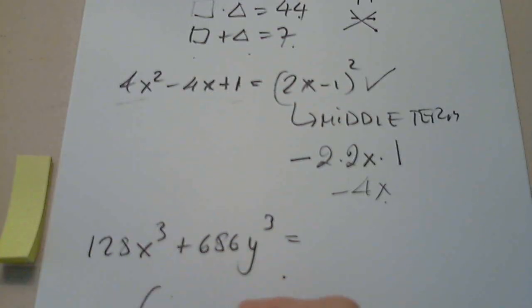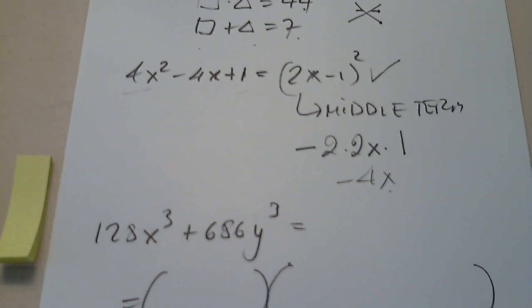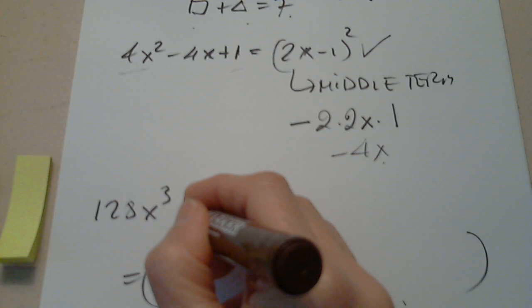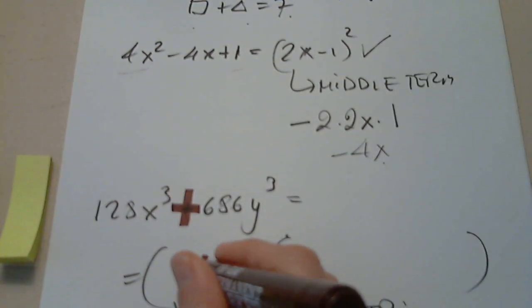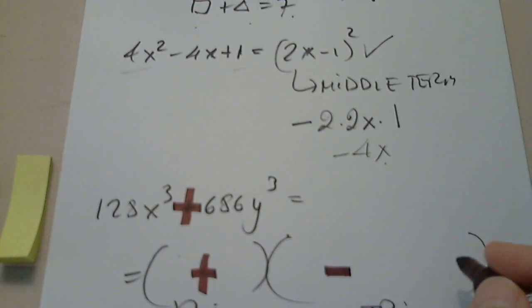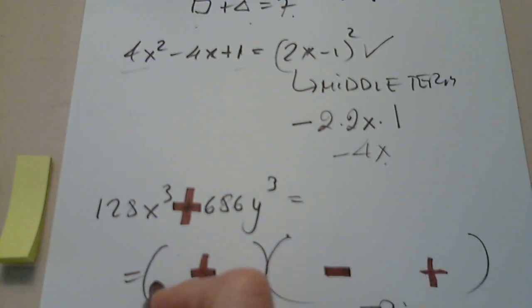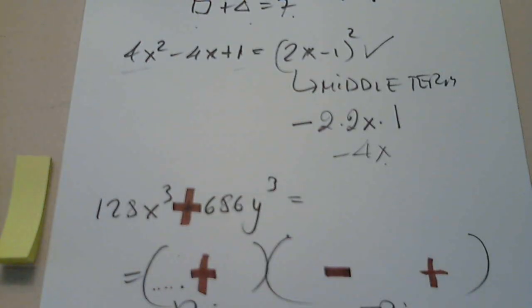If I say a sum of cubes, then I have to find a binomial times a trinomial, remember. And my next step must be the sequence of signs. If the binomial has plus, the trinomial will have minus in the middle. And the last one, we never discuss it. It's always positive. But now I need to determine which term cubed is 128.